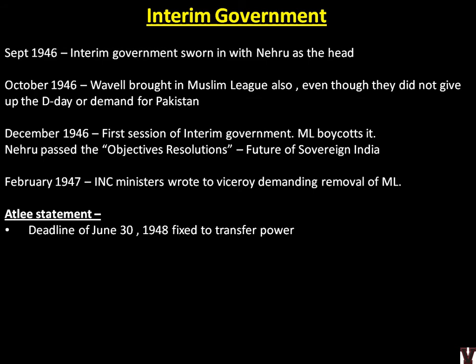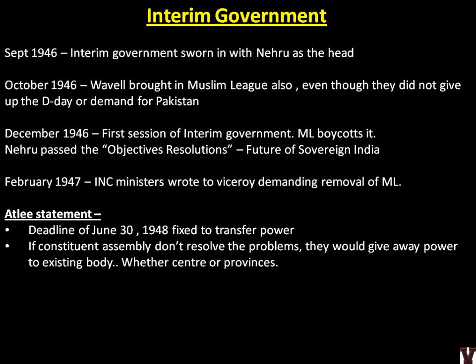The deadline of independence, that is of transferring power, would be June 30, 1948, because he was fed up of all the communal issues and he wanted to just transfer the power. If the Constituent Assembly doesn't resolve these problems, they would give away power to an existing body, whether it is in the center or in the province. So he was that much frustrated that he told like, we have given you this deadline, solve all the problems, else whoever is in power that time, they will give it distributed to the different provinces.